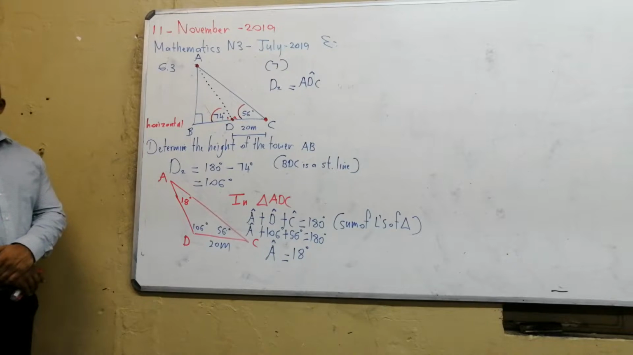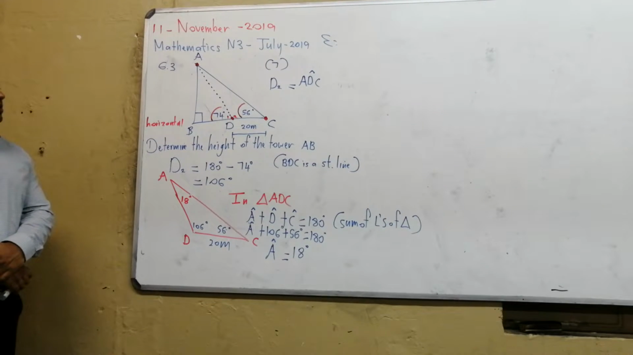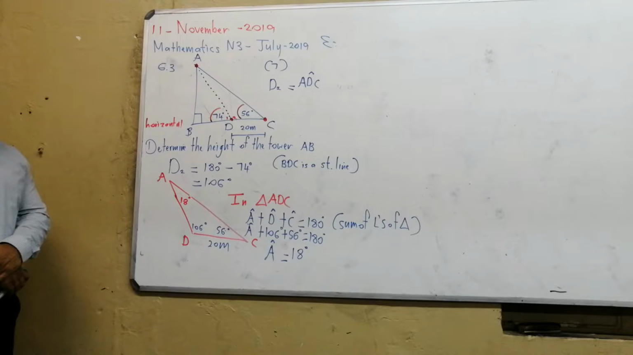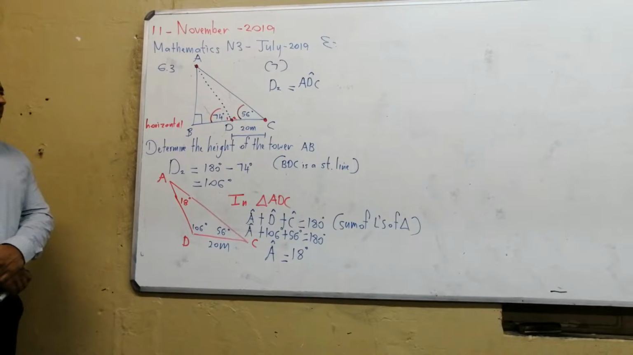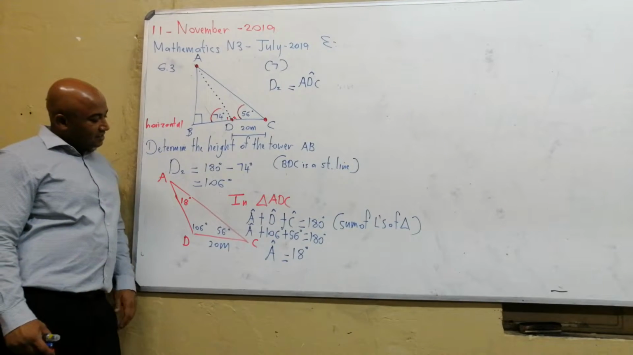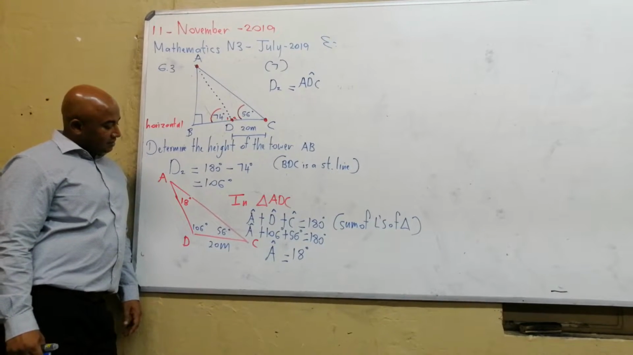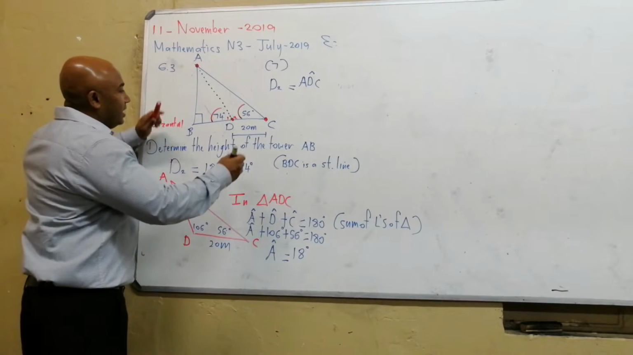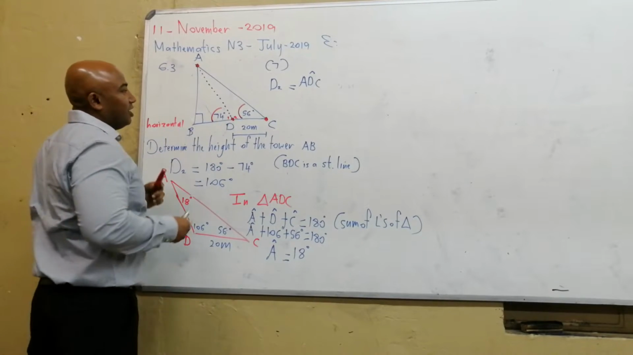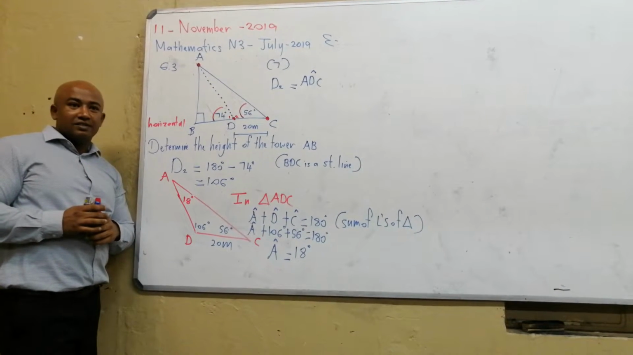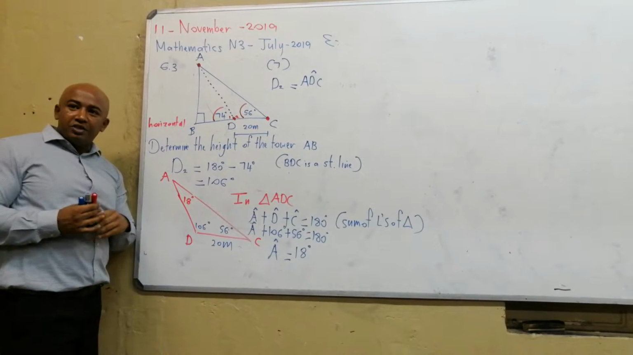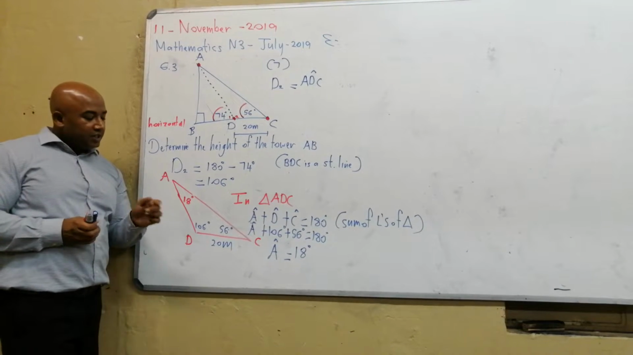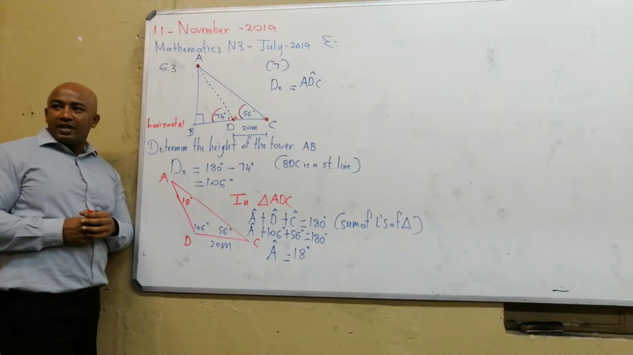Now, what should we work out next? What should we work out? 18. Okay, if we work out 18, why would we want to work out 18? You want to work out 18, then what will you do after that? Now, do you have to work out 18? What about AC? Why not work out AC?